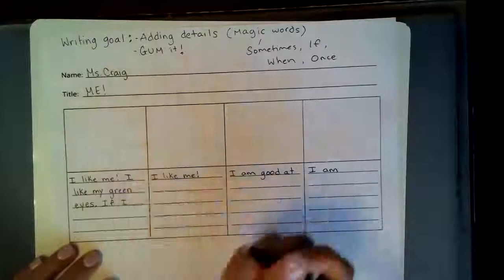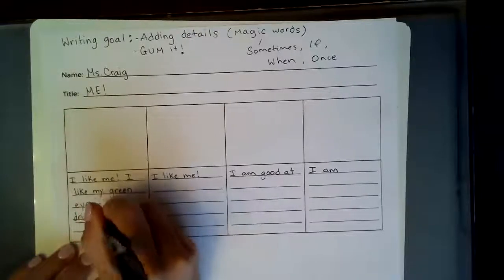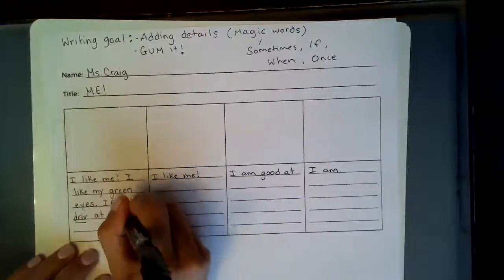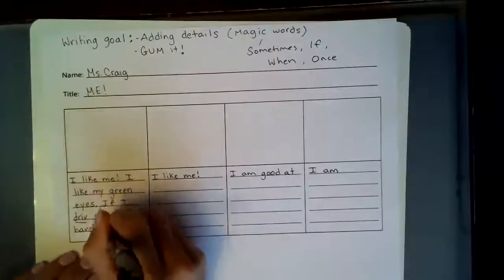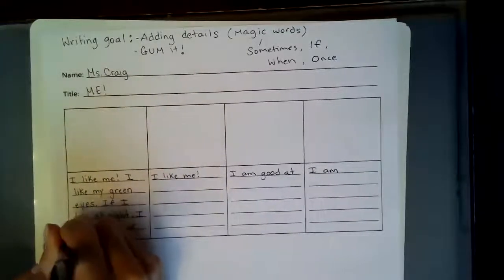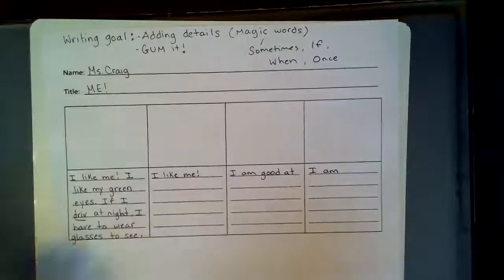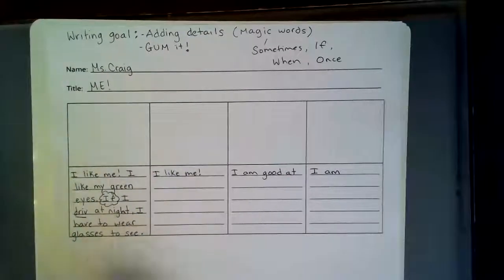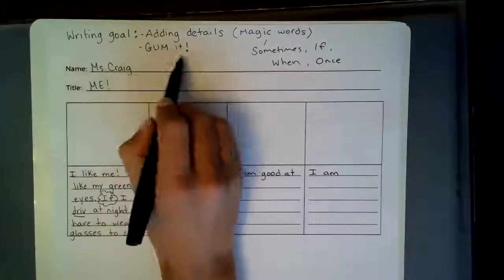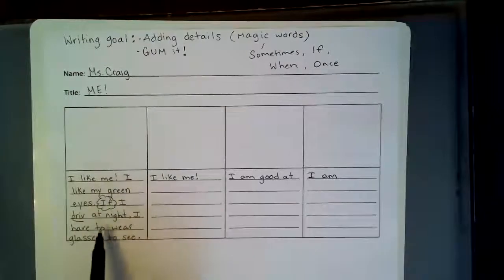Okay, if I drive at night, I have to wear glasses to see. Okay, so there is my magic word, and I've underlined because that was a word I was gumming it. Okay, so there we go. I like me. I like my green eyes. If I drive at night, I have to wear glasses to see.